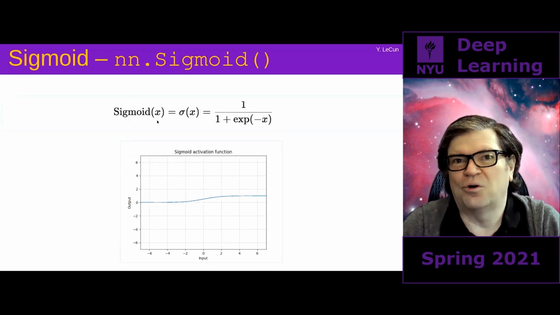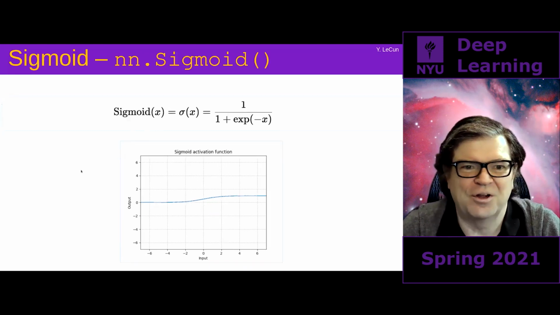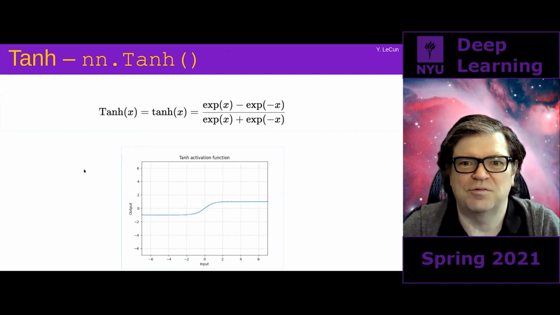Whereas with a sigmoid, or a ReLU for that matter, there's no chance at all that they will have zero mean, because they are strictly positive. I mean, not strictly, but they're positive.